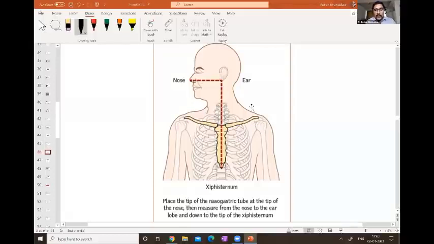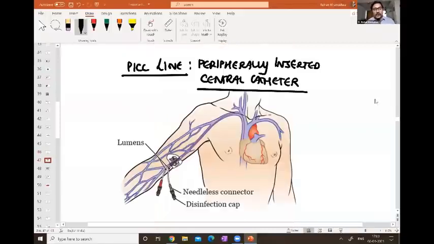This one is a PICC line, peripherally inserted central catheter. Peripherally inserted central catheter, that means you will insert it like an IV line, but the tip is lying in a central vein. This is a PICC line. PICC line can be used to deliver nutrition. PICC lines can be used for chemotherapy. PICC lines can also be used to deliver antibiotics for a long time.